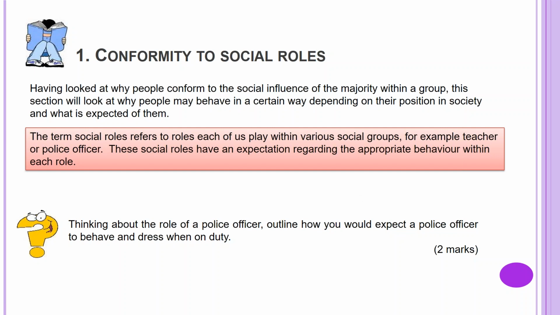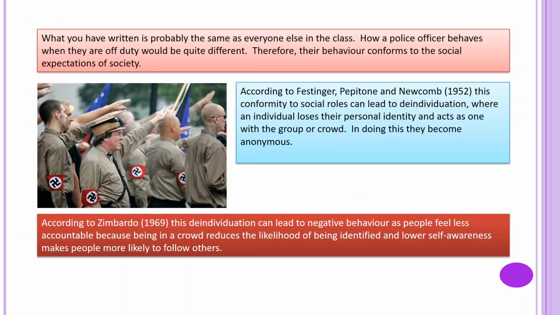Moving on. What you've written is probably the same as everyone else in the class. How a police officer behaves when they are off duty would be quite different. Therefore, the behaviour conforms to the social expectations of society. According to Festinger, Pepitone and Newcomb, 1952, this conformity to social roles can lead to de-individuation, where an individual loses their personal identity and acts as one with the group or crowd. In doing this, they become anonymous.